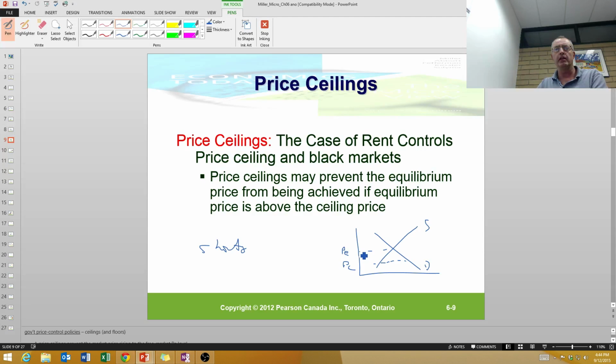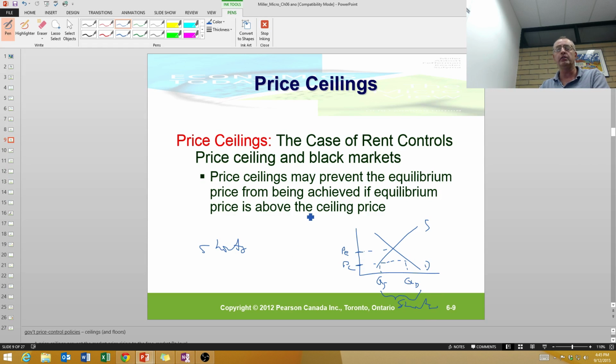So the government says the price can only be this level here. This is the free market price here. The government says no, the ceiling has to be lower. This is the maximum price vendors can charge. And so we have a quantity demanded of this amount, but the quantity supplied is only this amount. And we know that that difference is called a shortage.